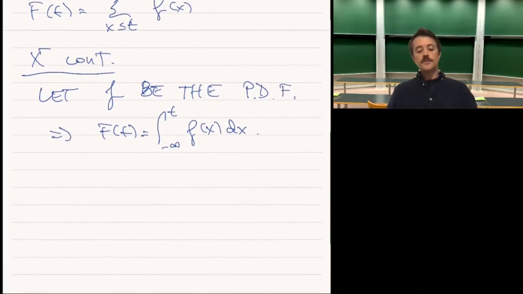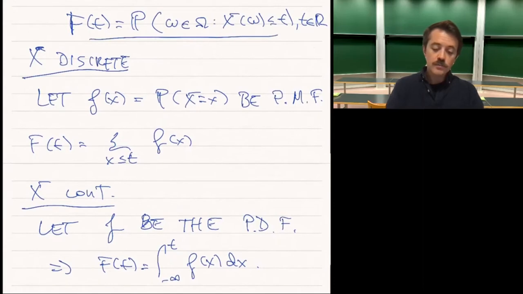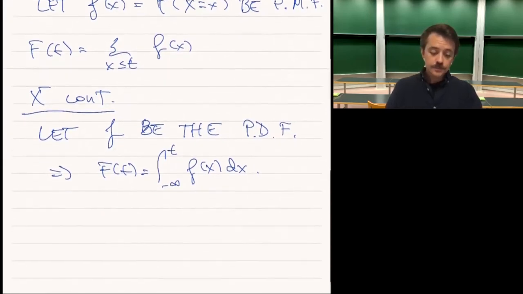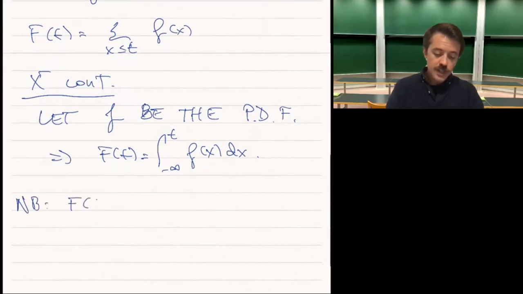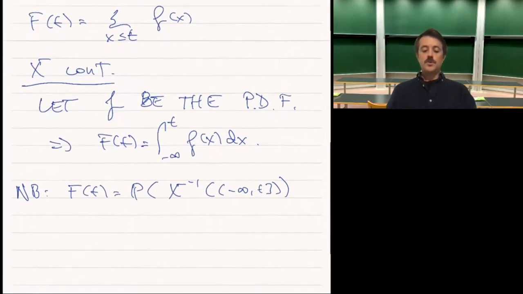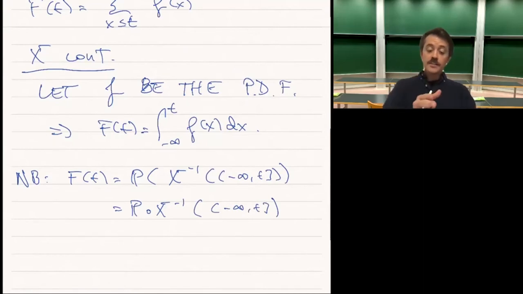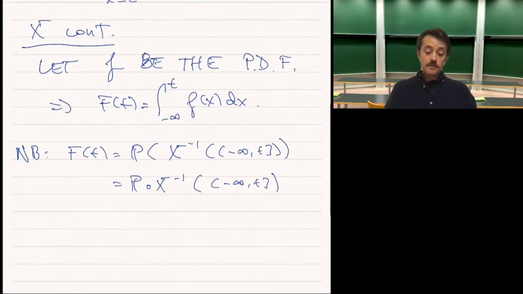So let's introduce one more piece of notation. Let's note, first of all, that in the definition of the capital F, the distribution function, we can write the right-hand side as follows. Note that F(t) can be written as the probability of the counter image of this set through X. Given this, we realize that this is just the composition of the measure and the inverse mapping, and this actually defines a probability distribution not on the space of events, but on the real line, with the Borel sigma algebra.